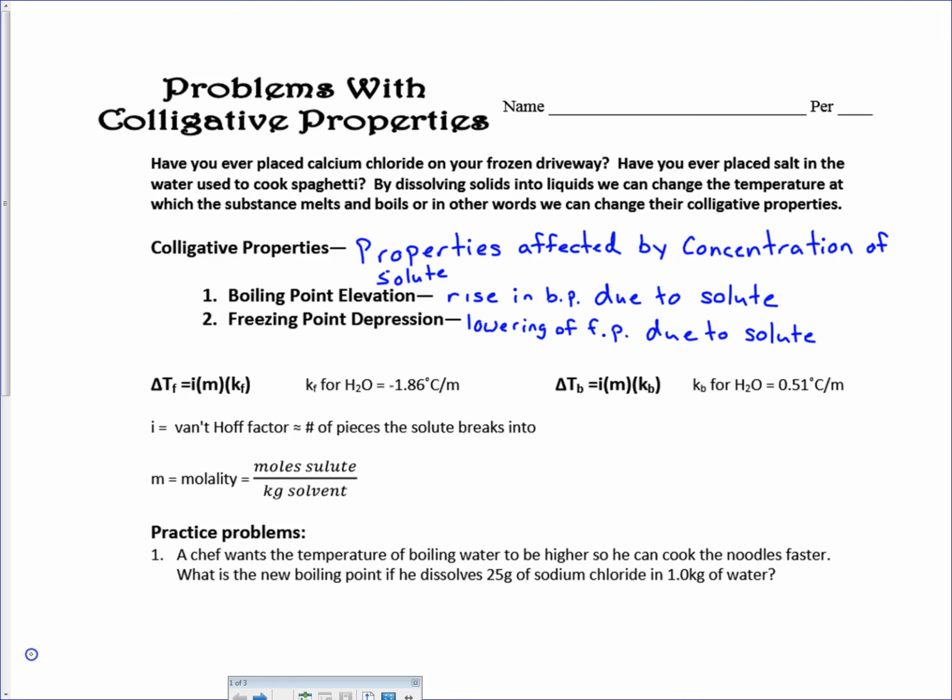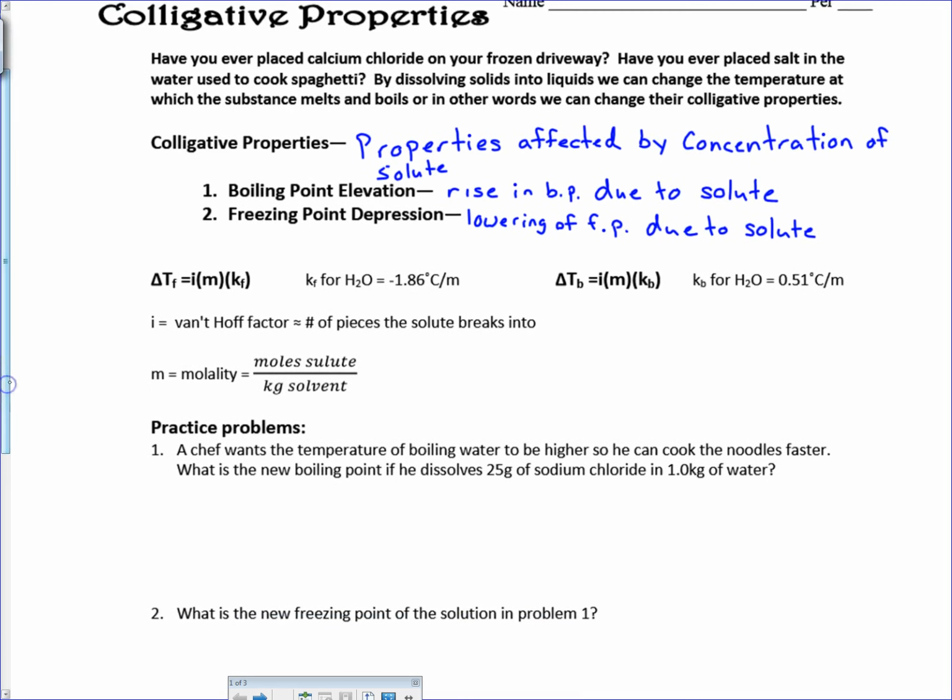Okay, then we've got some equations here. It says delta TF equals i times m times KF. So that's going to tell you how much the freezing temperature is going to change. For water, I've given you the value of KF. It's just a constant there. And then we've got the boiling point equation, which is right next to it. So change in boiling temperature is i times the molality times Kb.